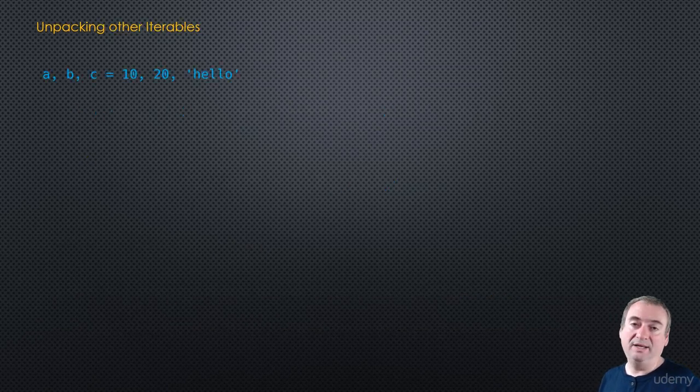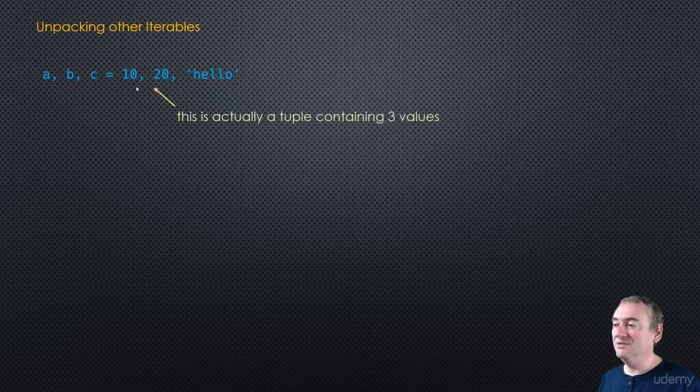All right, so how about unpacking other iterables? Well, we can unpack a tuple into another tuple. So we can unpack 10, 20, hello into a, b, and c. Remember that this is actually a tuple containing 3 values, and of course the left-hand side is also a tuple containing 3 values. And so we'll end up with a equals 10, b equals 20, and c equals hello.